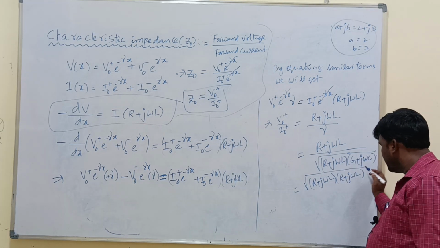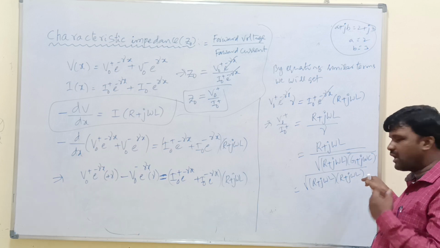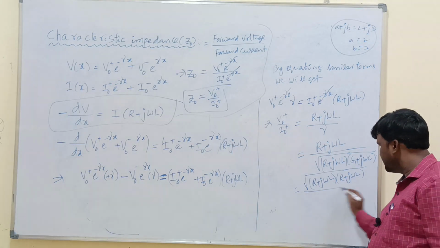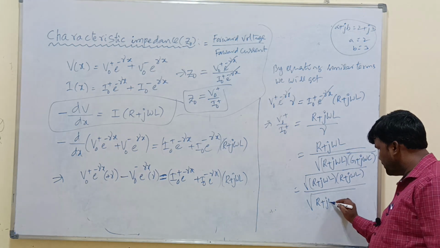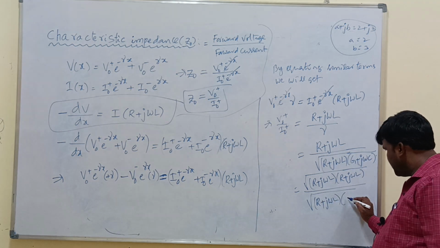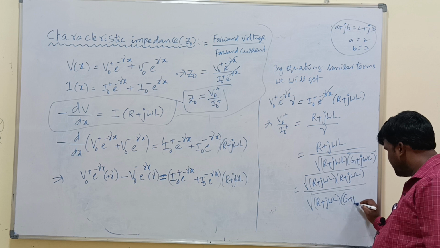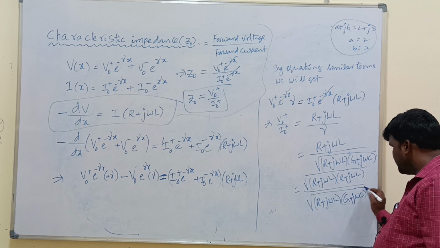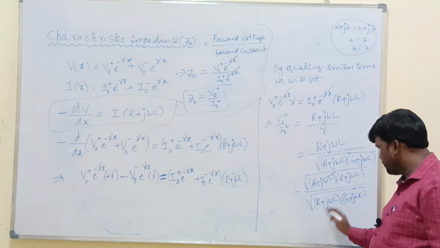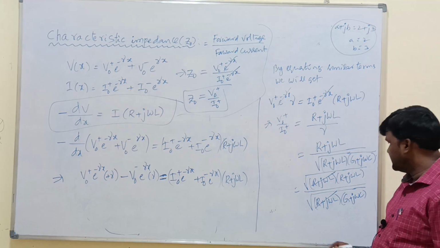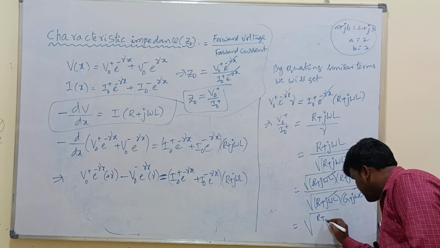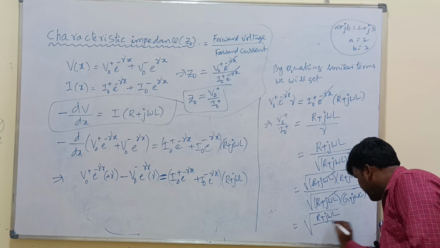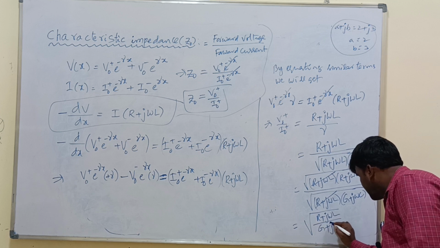root (R plus j omega L) into root (R plus j omega L), that can be written like this, divided by under root (G plus j omega C). So here this (R plus j omega L) is cancelled. Finally, what is the remaining term you have? That is (R plus j omega L) divided by (G plus j omega C).